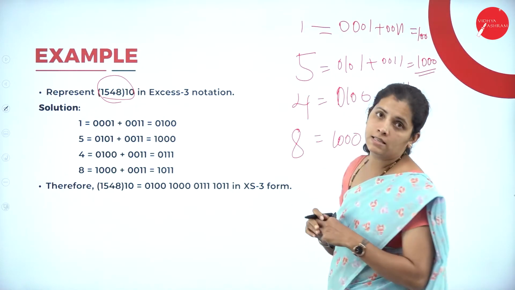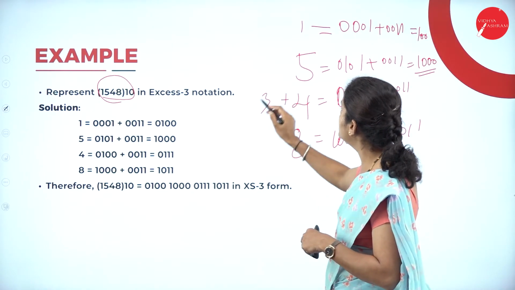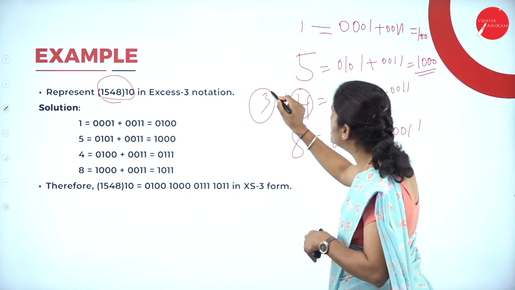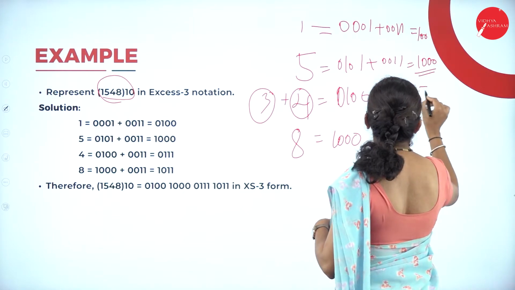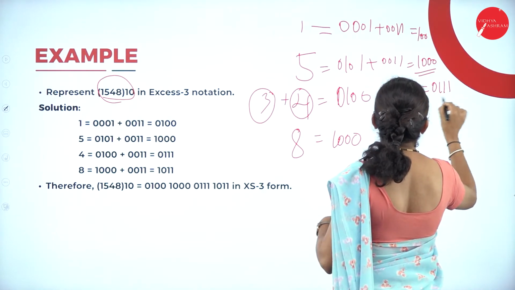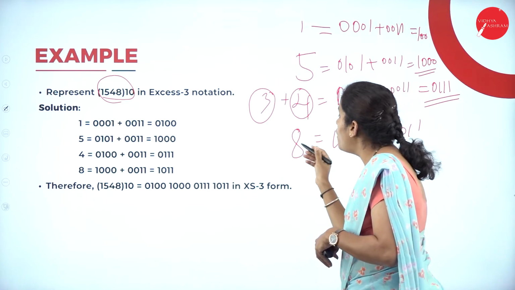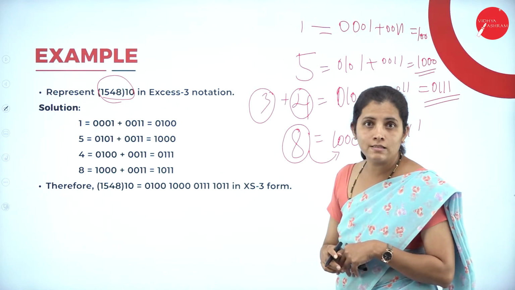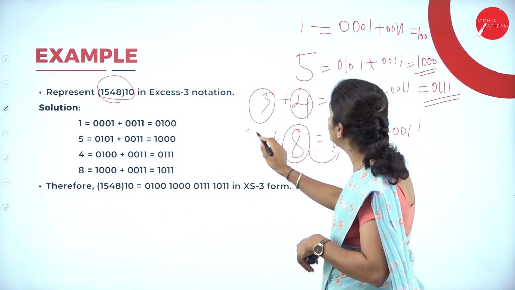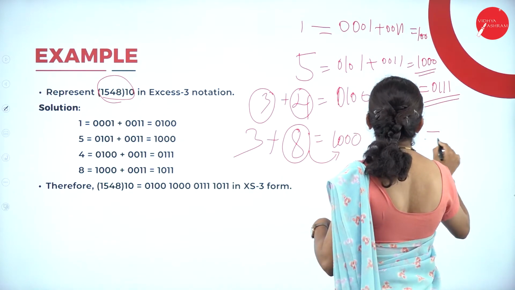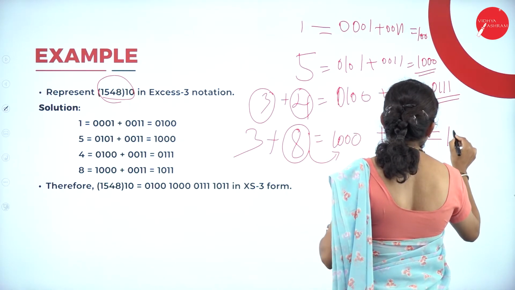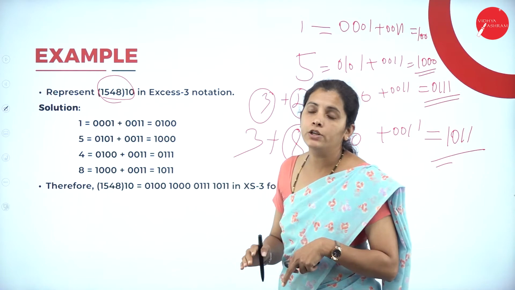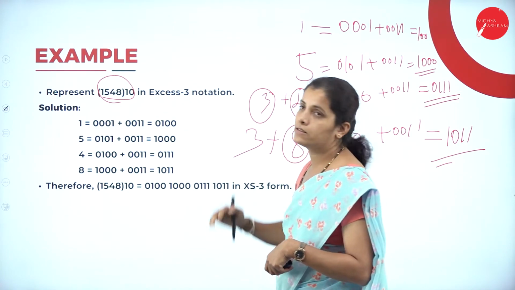So 4 plus 3, that means for binary value 4, I add binary value 3, that is 7. What is the binary representation of 7? That is 0111. Then for decimal number 8, what is the binary representation? That is 1000. Now I want to add 3, that is 11. What is the binary representation of 11? That is 1011. So this is the way you can convert your decimal number to Xs3 notation.